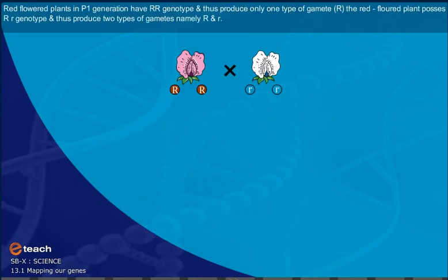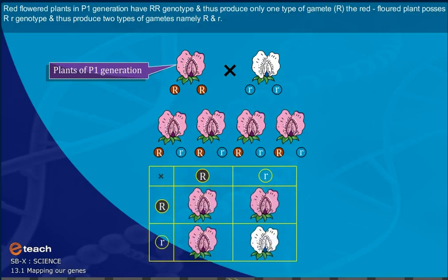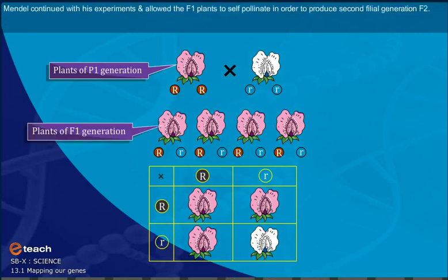Red-flowered plants in the P1 generation have the RR genotype and thus produce only one type of gamete, that is R. The red-flowered F1 plant possesses the R small r genotype and thus produces two types of gametes, namely R and small r. Mendel continued with his experiments and allowed the F1 plants to self-pollinate in order to produce the second filial generation, F2.